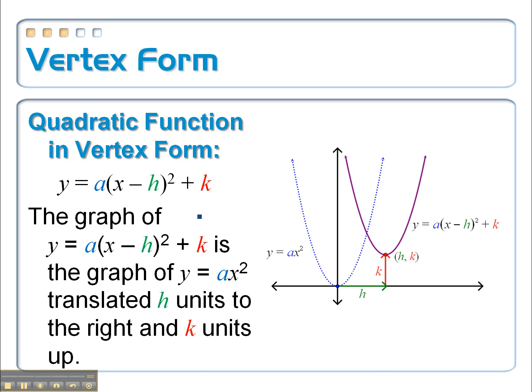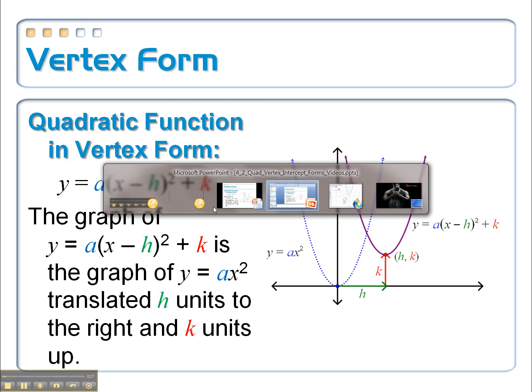So here we have a quadratic equation, a quadratic function in vertex form. It looks like y equals a times (x minus h) quantity squared plus k. So let's see what this a, the h, and the k do in Geometry Sketchpad.